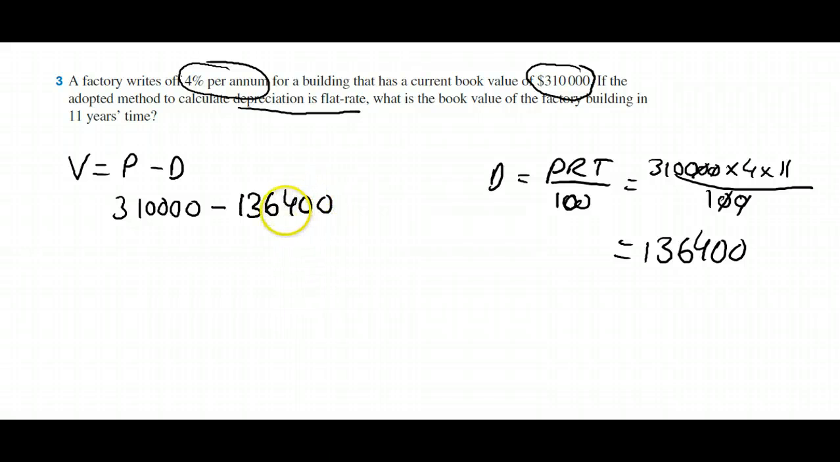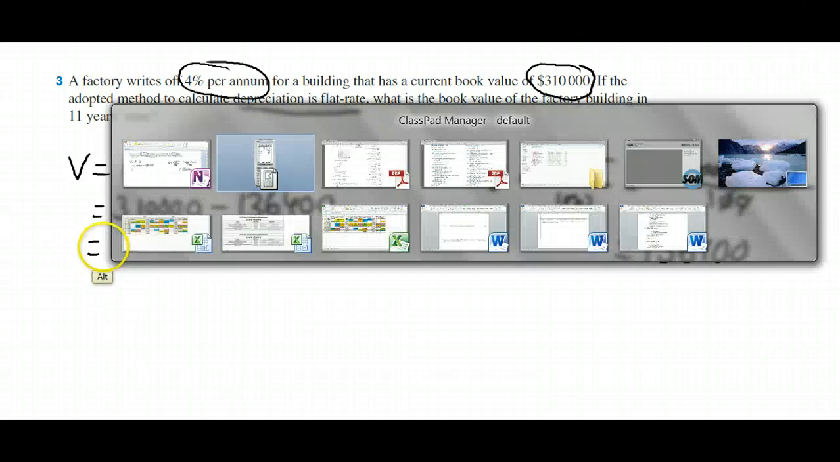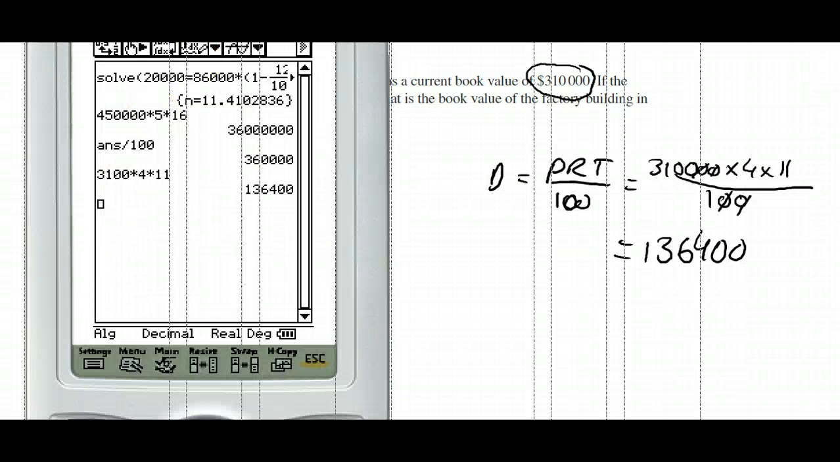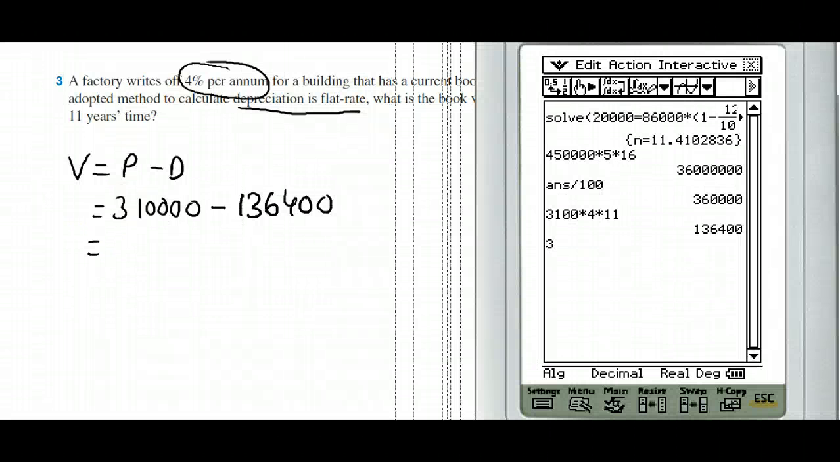And then when we put that into the calculator, $310,000 minus 136,400, we get 173,600.